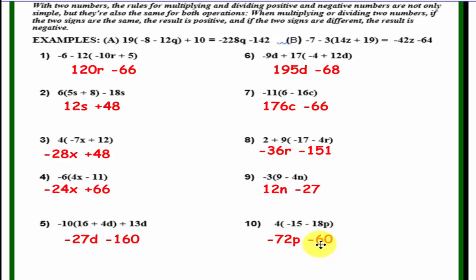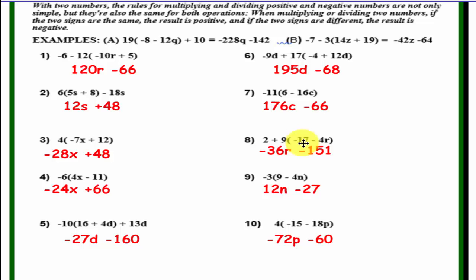Well, I tell you what, just for the heck of it, I'm going to go back and do one of these. So review and hopefully you understand. Let me pick the one I'm going to work on right now. Okay, let's look at number 8. We have 2 plus 9 times (negative 17 minus 4r). Well, we have a positive 9 times a negative number, right? And the answer is going to be negative.